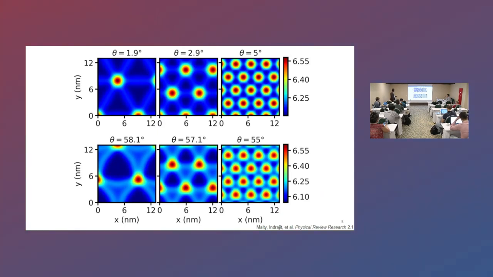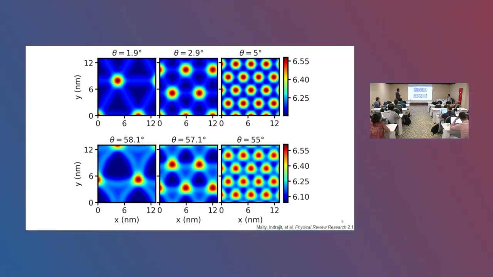So this is the moiré landscape, from the theoretical simulations by my collaborator. They found that if you change the twist angle from low to high angle, the color bar shows the interlayer spacing, okay? The darker regions form the triangular lattice, and the bright spots are where the interlayer distance is large.